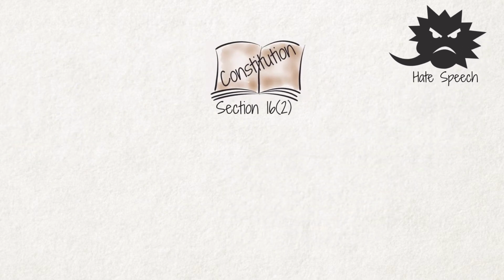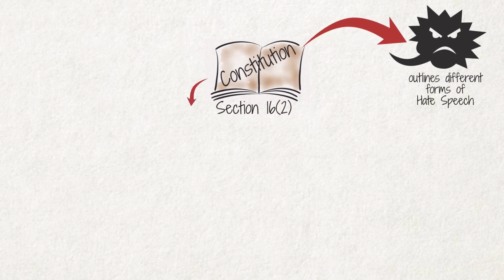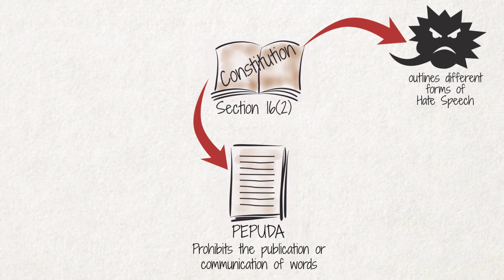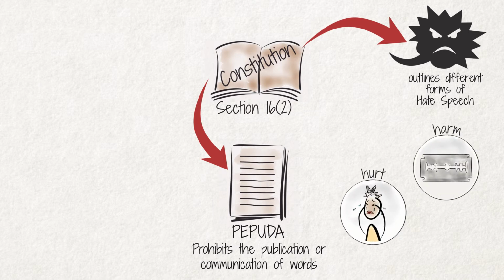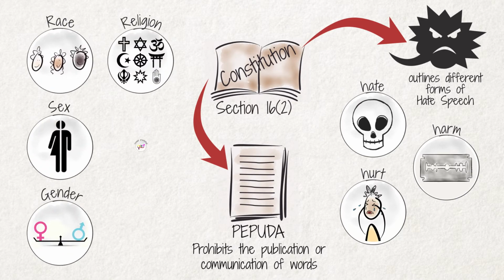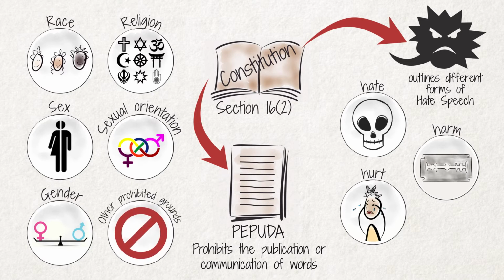Section 16(2) outlines different forms of hate speech. The Promotion of Equality and Prevention of Unfair Discrimination Act prohibits the publication or communication of words that aim to hurt, harm, or promote hatred based on race, sex, gender, religion, sexual orientation, and other prohibited grounds.